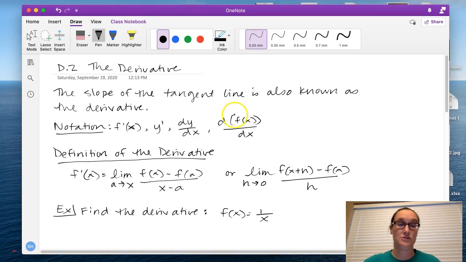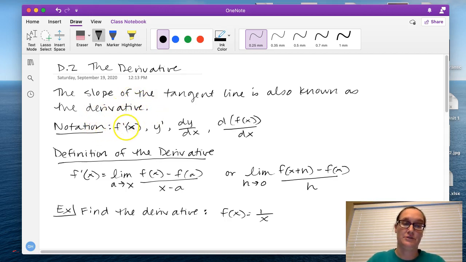Okay, so section 2 is the derivative. Basically I was being a little sneaky in section 1 and not telling you that the slope of the tangent line is also known as the derivative. That's another name for the slope of the tangent line, or the instantaneous rate of change, or instantaneous velocity. You find all of that by finding the derivative.